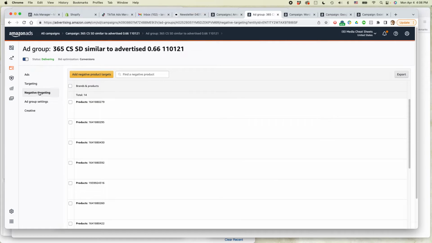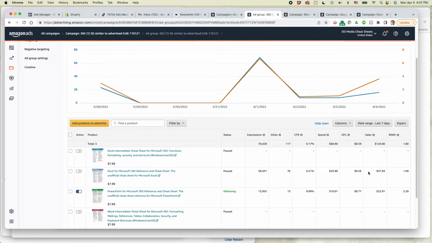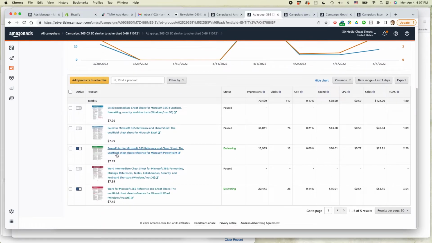But basically, I think I identified what the problem was, and it was one of the products was selling pretty well, but it was spending a lot of money. So I just turned that one off, and hopefully just keeping these 2 products on will help to create a profitable situation in the future, because the ROAS, you can see, it ranges between 2.29 and 3.54.